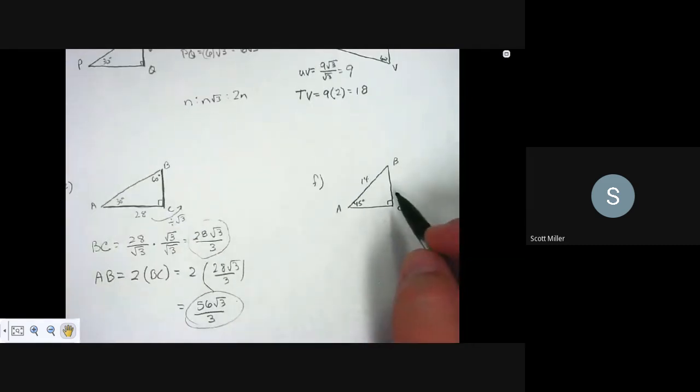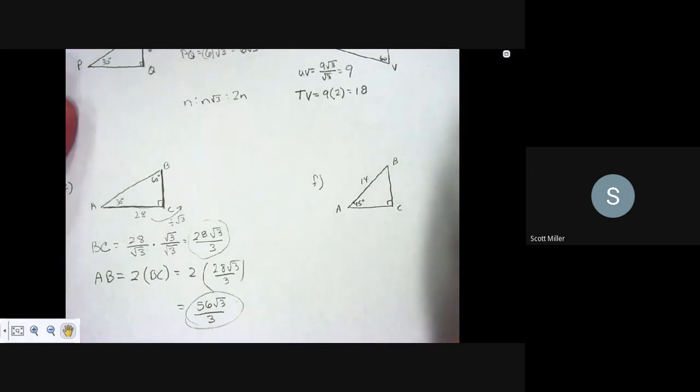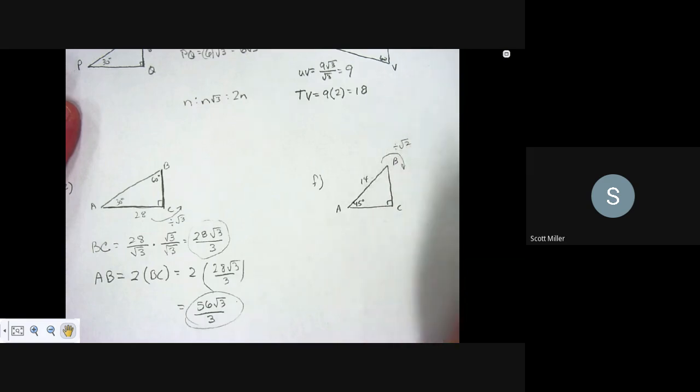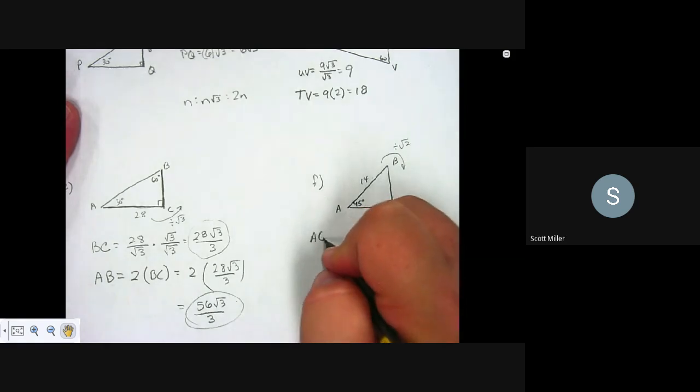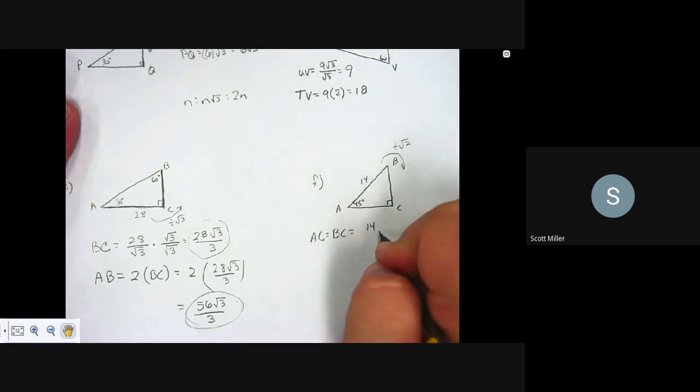Likewise over here, same process. This is just for the 45, 45, 90 triangle. I need to go from the hypotenuse to the leg. So to do that, I have to divide by the square root of 2. So whatever we do here, I know that AC is going to be equal to BC, and it is 14 divided by the square root of 2.